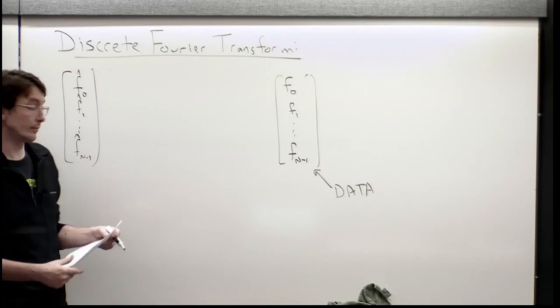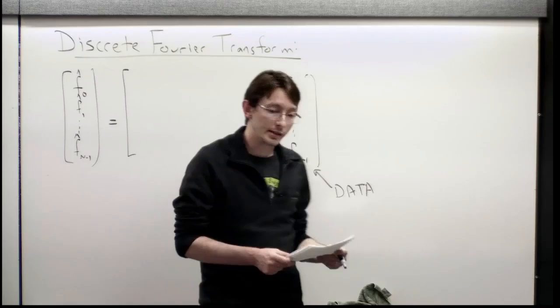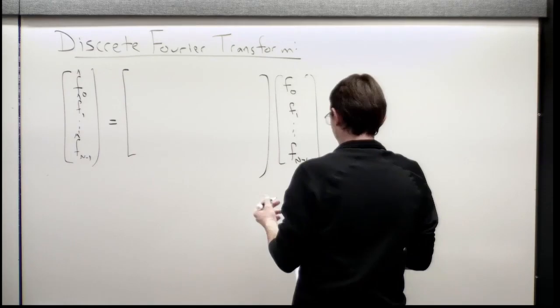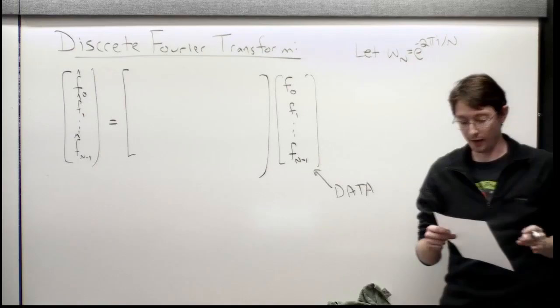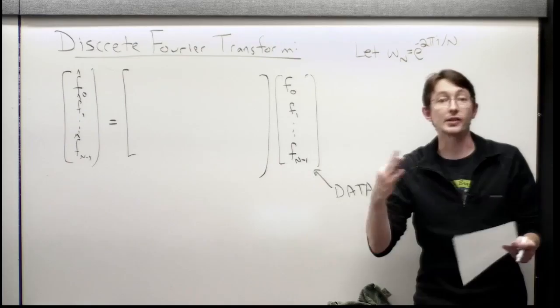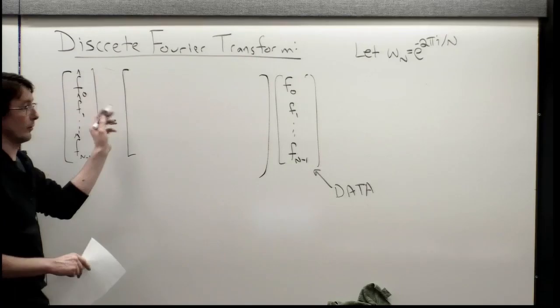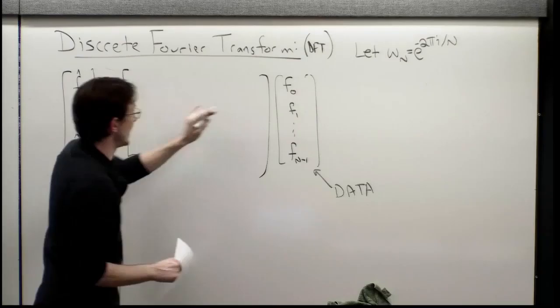And we achieve this by means of something called the discrete Fourier transform matrix. Okay? So we let omega n equal e to the minus 2 pi i over n. Okay, this is our fundamental frequency, kind of our sampling frequency, if you will. And then what we're going to do is compute the discrete Fourier transform, the DFT, by multiplication of my data with this matrix.